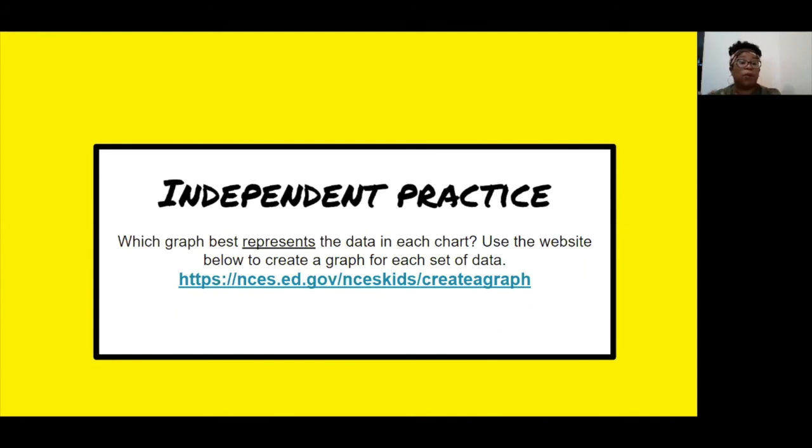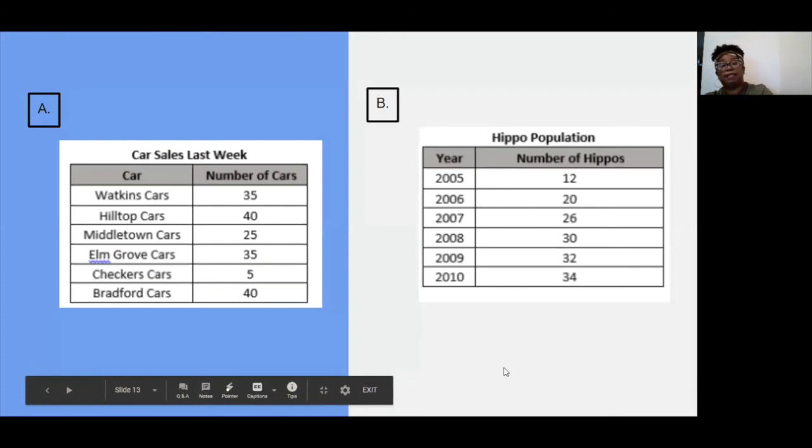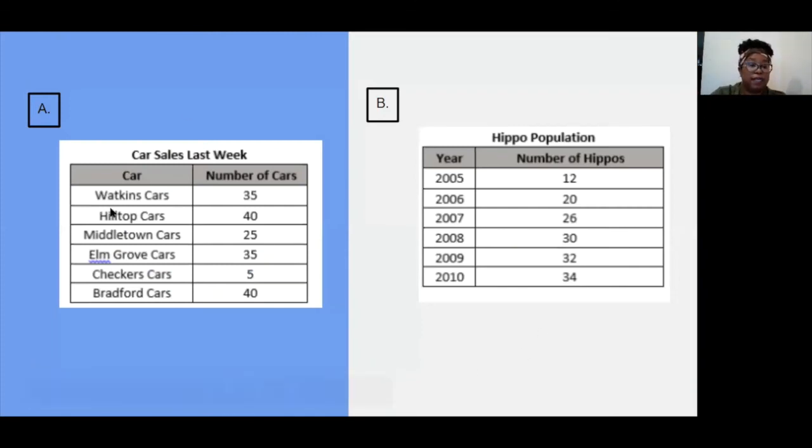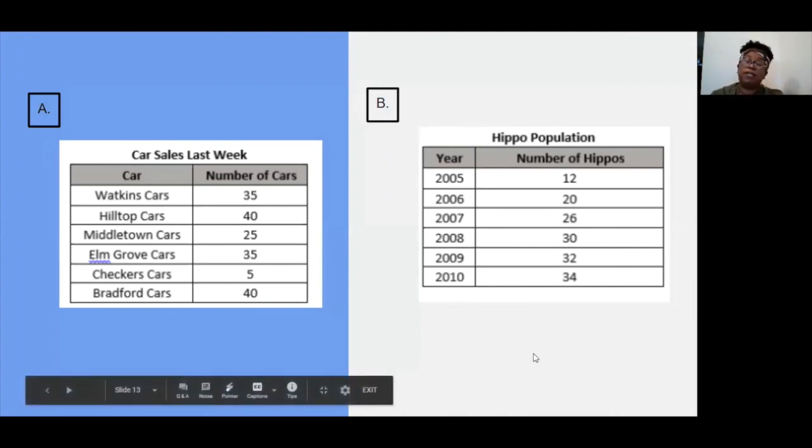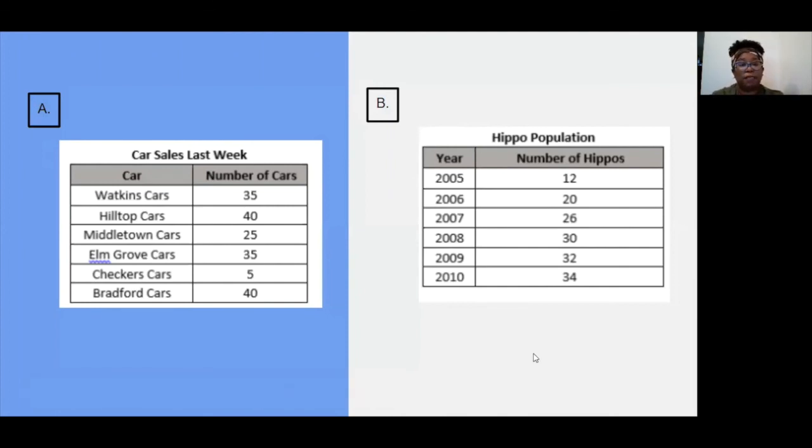Okay? So which graph best represents the data? And here is the data. Okay, you have a set of data here. This is example 1 or A. Here is the second example. So you're going to go into that website, type in that website, follow the instructions to create the best graph for each set of data.